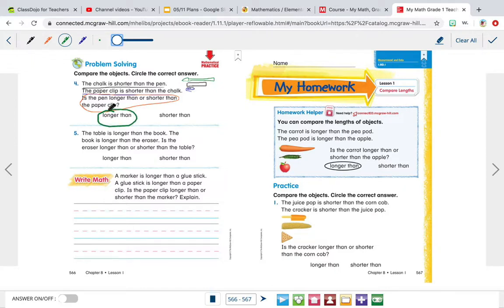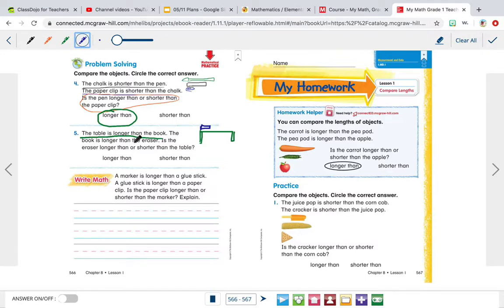All right. So the table is longer than the book. So I'm going to write a table. So let's write a table. All right, so we're going to draw a table right here. Okay. And it's longer than a book. So we're going to draw a little book right here. So here's my book, okay?